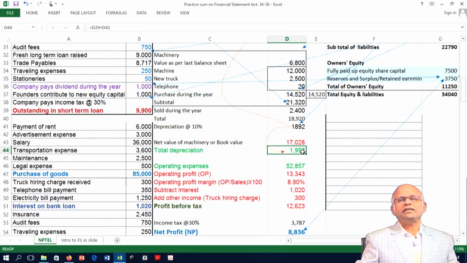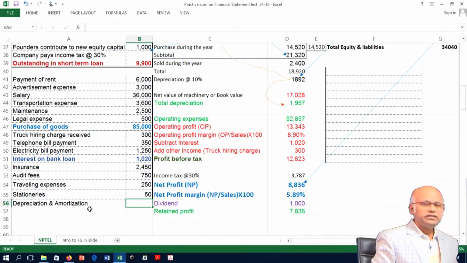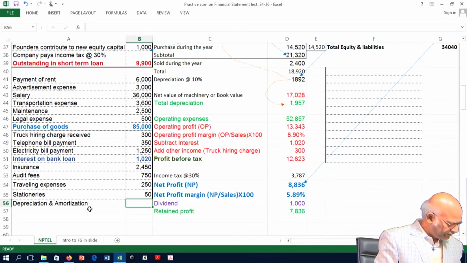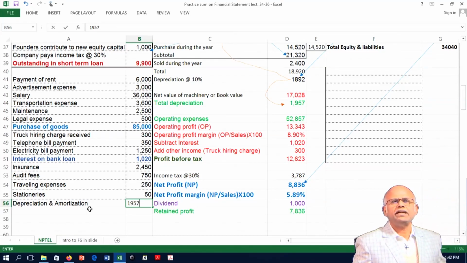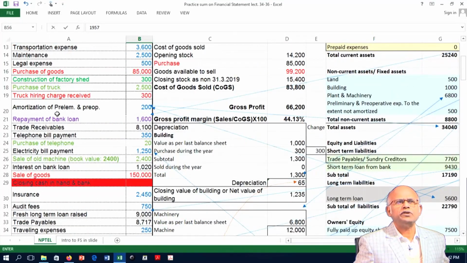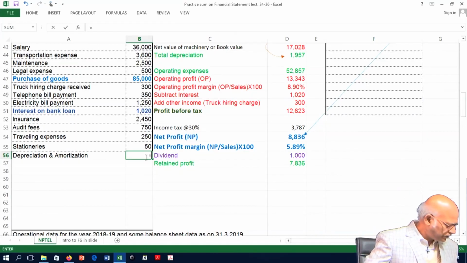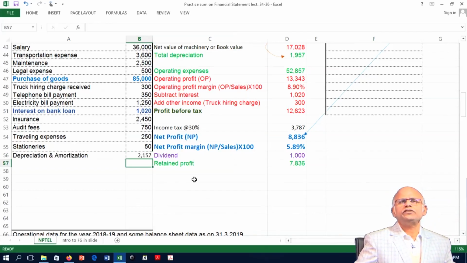So, this is the revenue expense. You can now write it here. What is the depreciation plus amortization? 1957 is the depreciation, whereas amortization is 200. So, you should write 1957 plus 200. This becomes 2157, that is part of this operational expense.